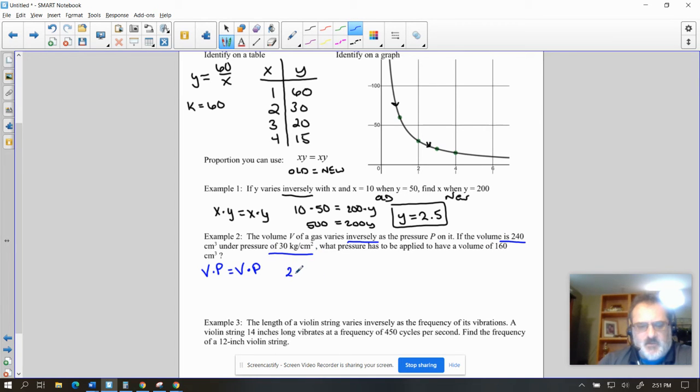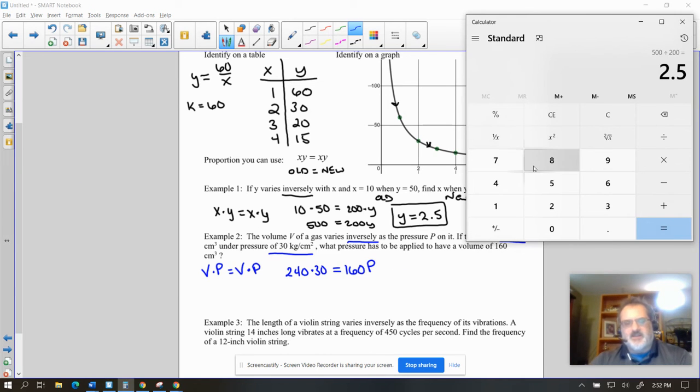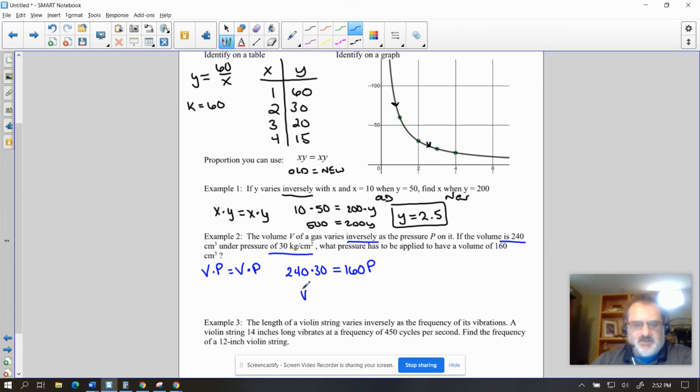So we're going to say that 240 times 30, that's my old information, equals, well, in my new information I have a volume, but I do not have a pressure. So I'm going to say 160 P. So then I just take out my calculator again. 240 times 30. Then divide that by 160. 45. So my pressure is 45.